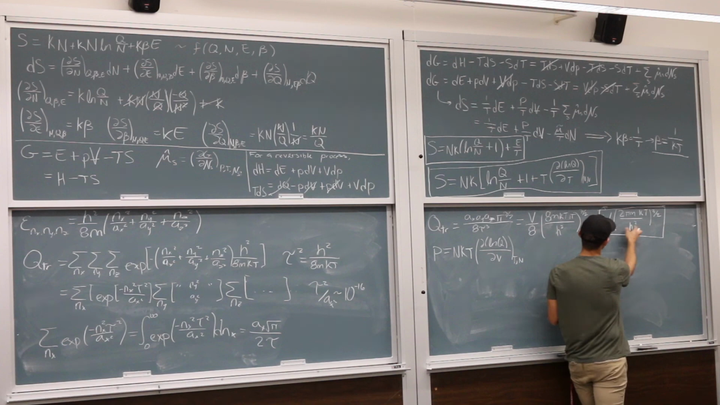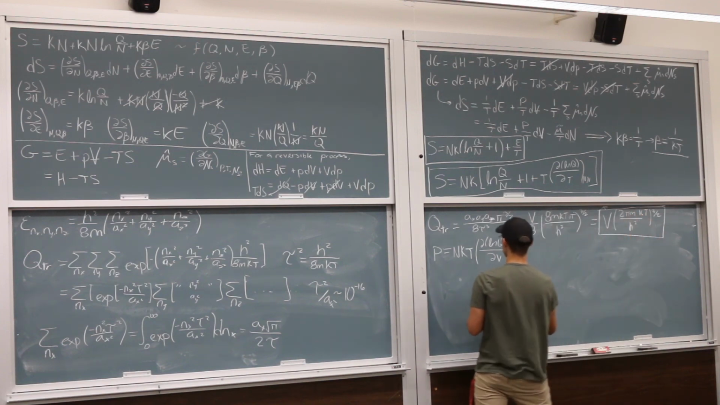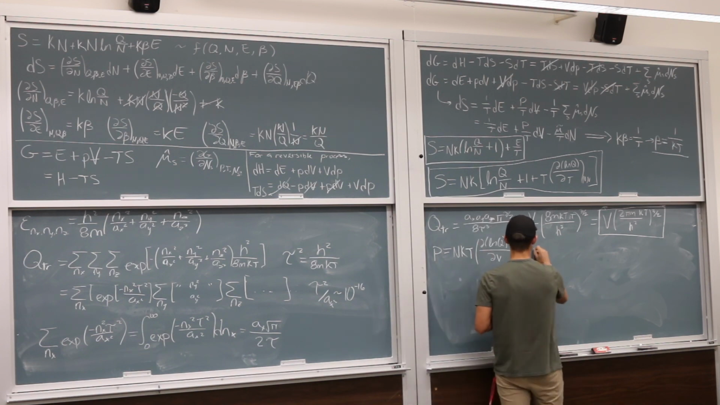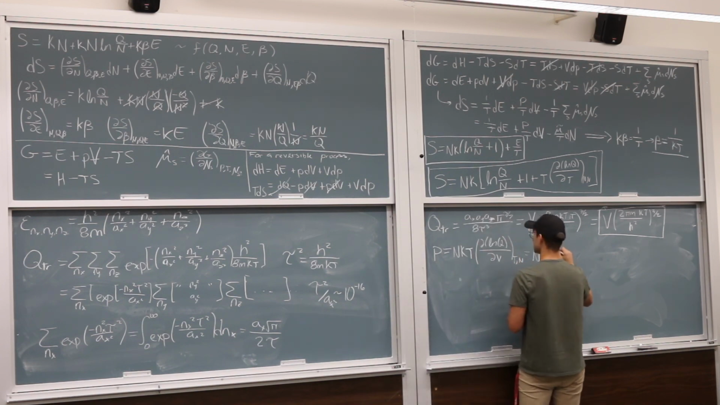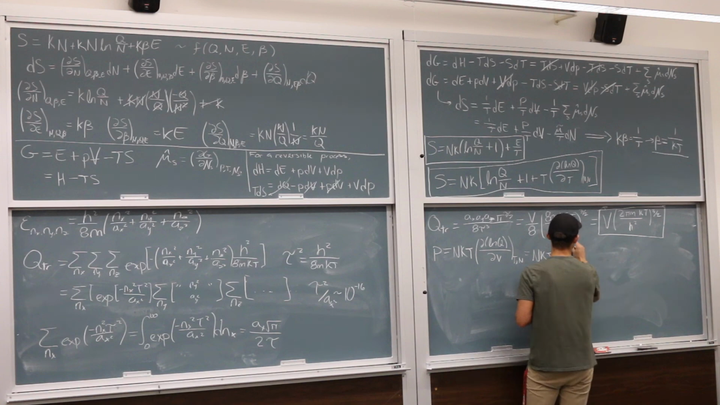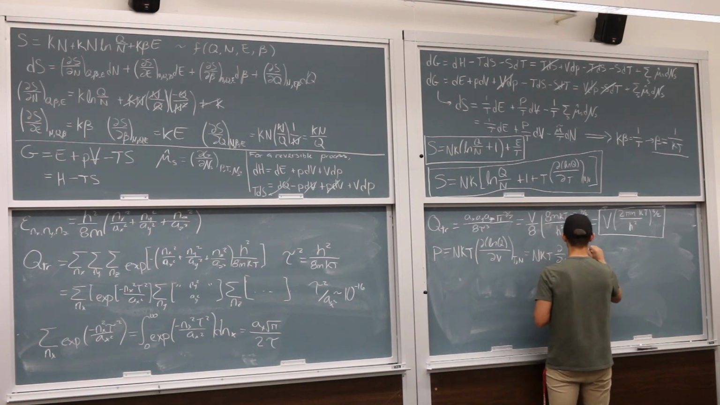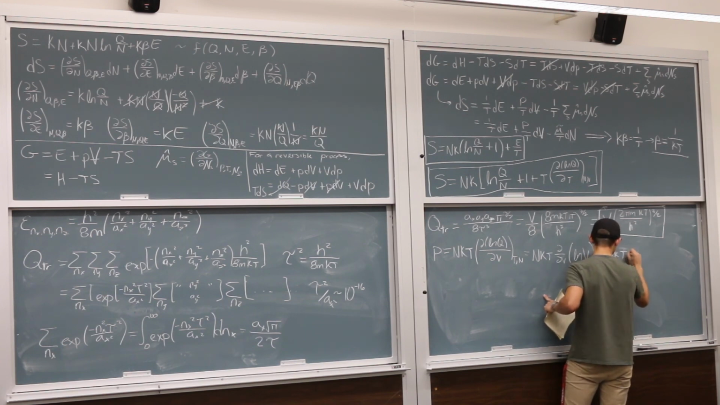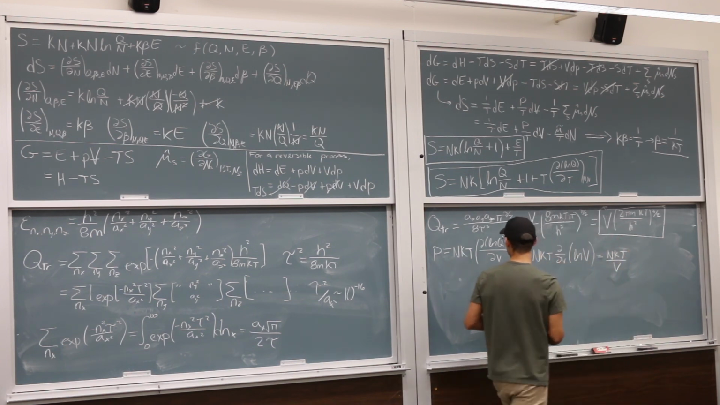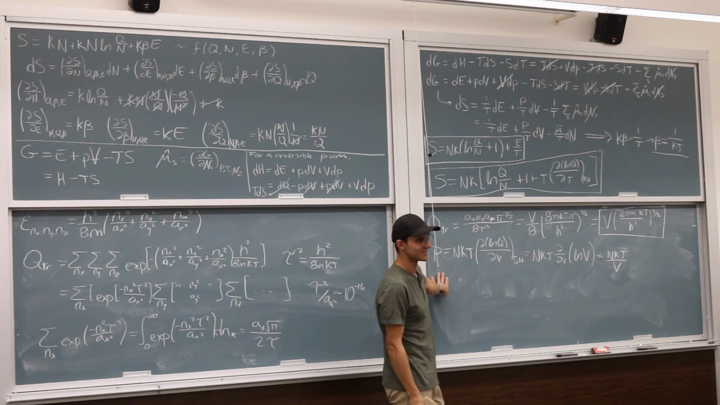All this other stuff does not depend on V at all. So what this amounts to is you're just going to have N k T times d/dV of the natural log of V. That's just 1 over V. So this is N k T over V. So you get P V equals N k T. It's just the ideal gas law.